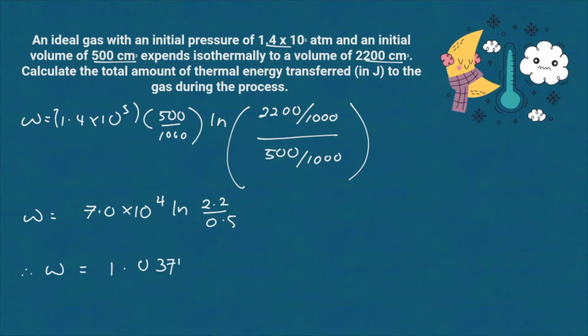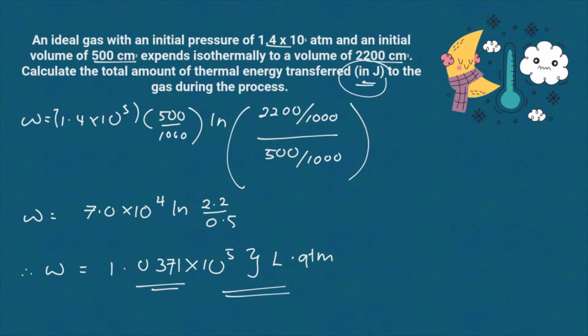1.0371 times 10 to the power of 5. But you need to make sure that you know what the unit for this is. This is actually in the unit of liter atmosphere. So in the question you were asked to convert it in joule. So how are you going to convert it?